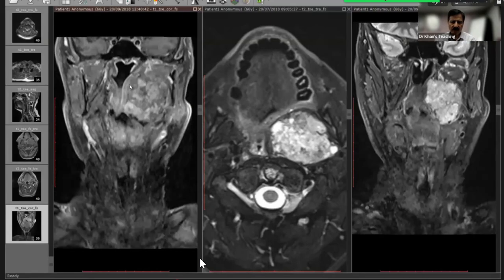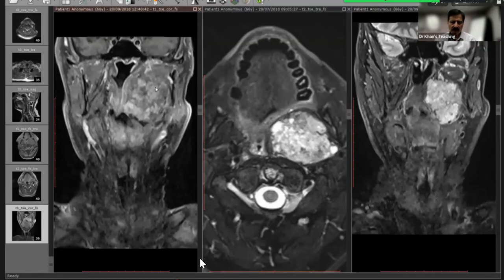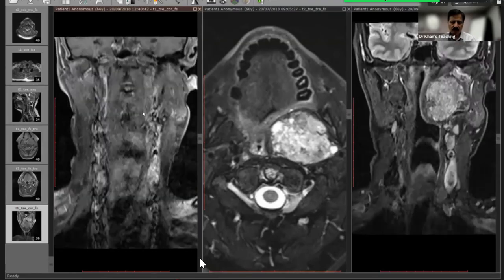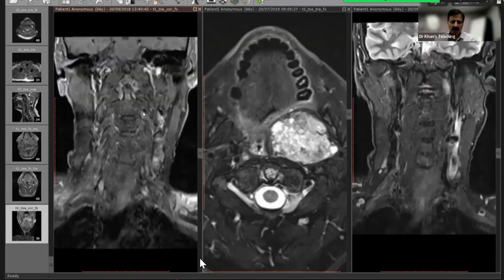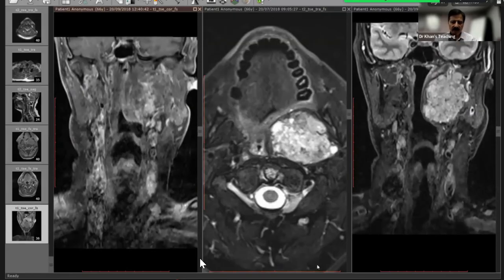to know where the mass is, what is the epicenter. Another thing which I showed you, this is a post contrast, and it doesn't go through the foramen ovale. So it is a schwannoma of the masticator space. I showed you the differential diagnosis, and this is how you diagnose in head and neck specific tumors. Okay, let's continue.